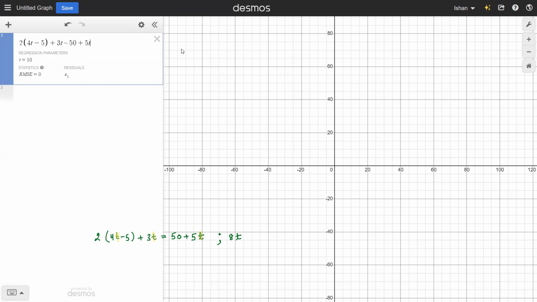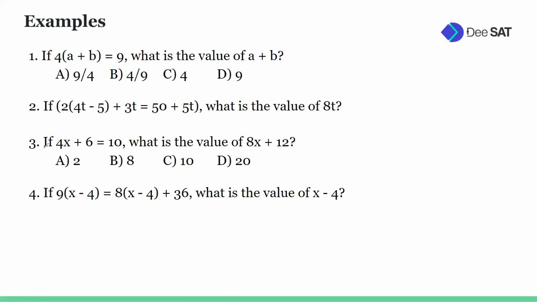You will see the value of t is being displayed as 10. But the question is asking me to find the value of 8t. So nothing else I need to do, I just need to type 8t. The answer is 80. I hope this is clear. Let's look forward to the next question, which says if 4x plus 6 is equivalent to 10, what is the value of 8x plus 12?